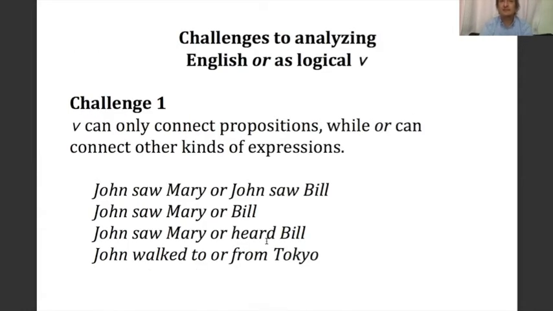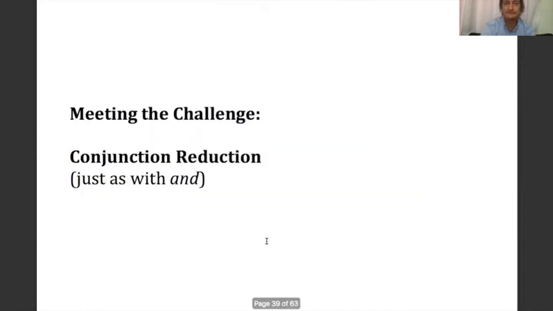So let's turn to challenges to analyzing OR as logical OR. The first one is just like the first challenge that we had with AND. Logical OR can only connect propositions, while English OR can connect other kinds of expressions. So just as we had with AND before, we have "John saw Mary or John saw Bill," "John saw Mary or Bill," "John saw Mary or heard Bill," "John walked to or from Tokyo." And we can meet the challenge in the exact same way using conjunction reduction.